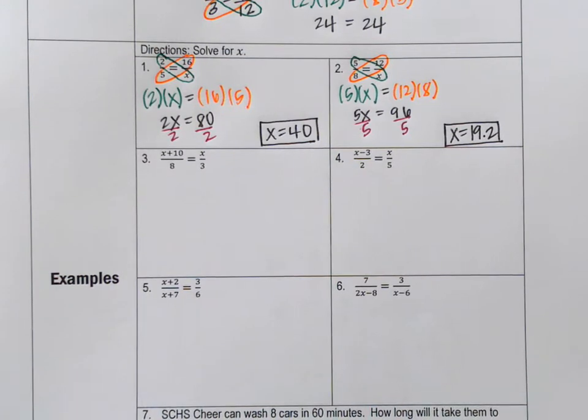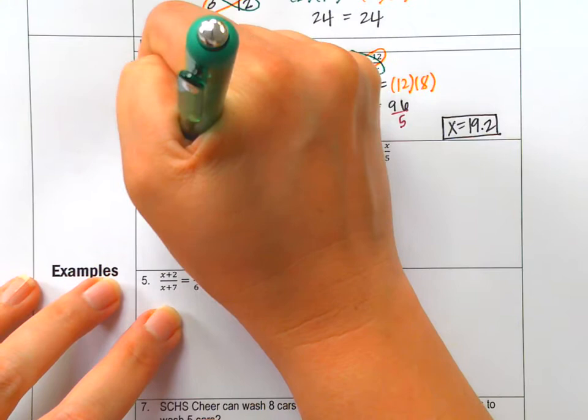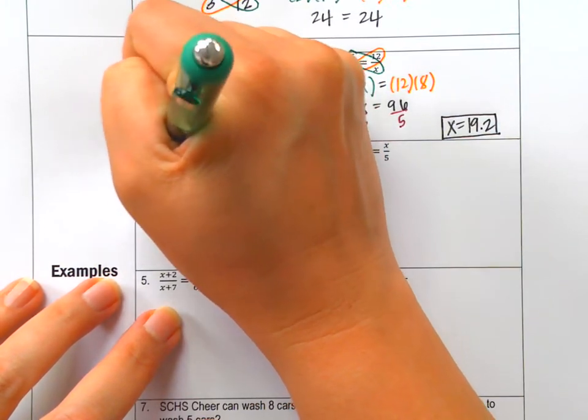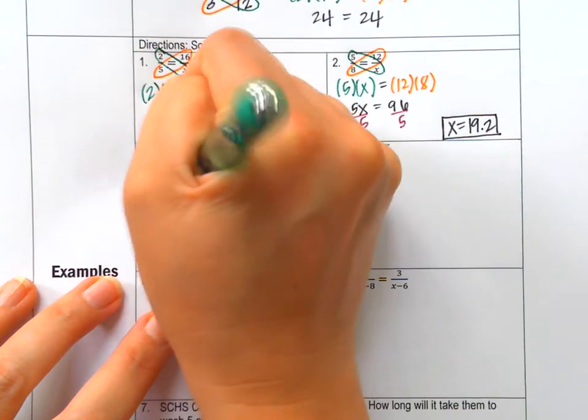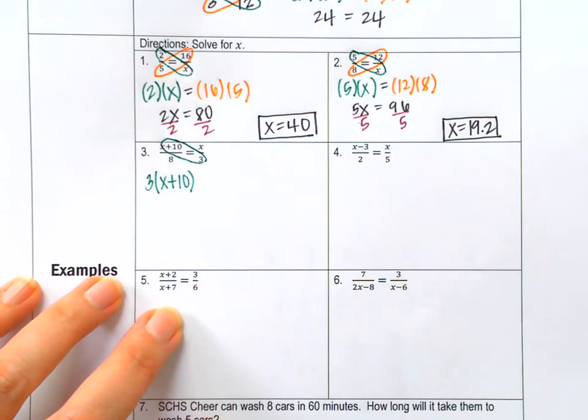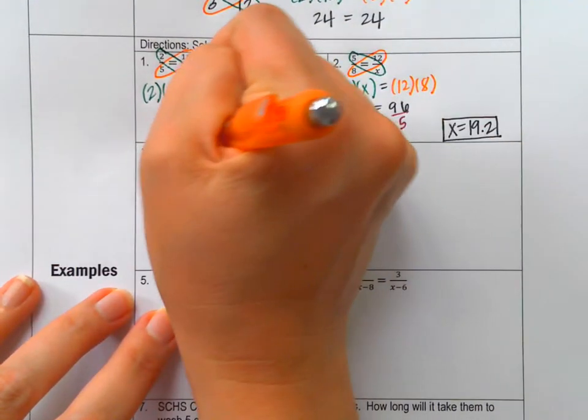Okay, let's look at 3. So 3, we have another proportion. We're going to, again, cross multiply. So x times 10 is going to be multiplied by 3. Now, I'm going to put the 3 first because it's shorter. Is equal to x times 8.